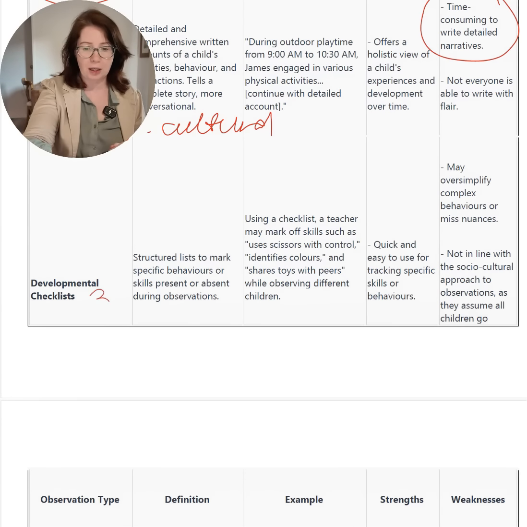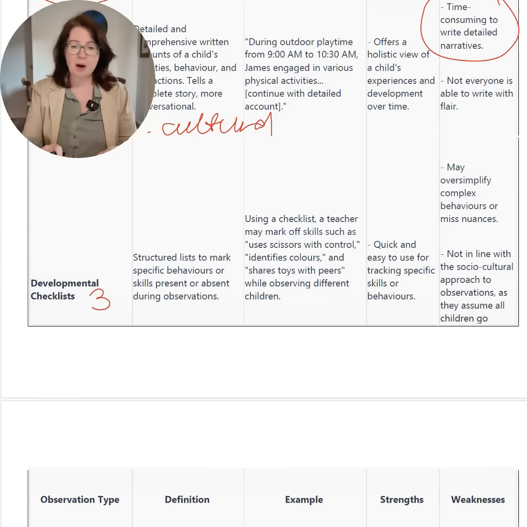Developmental checklist is a more structured type of assessment. That's the third type we are looking into today. They mark specific behaviors or skills. They usually are developmentally focused. That means that they align with developmental theories, not social cultural theories. They talk about whether the skills are present or absent.